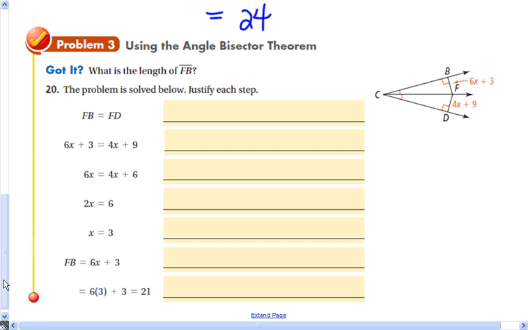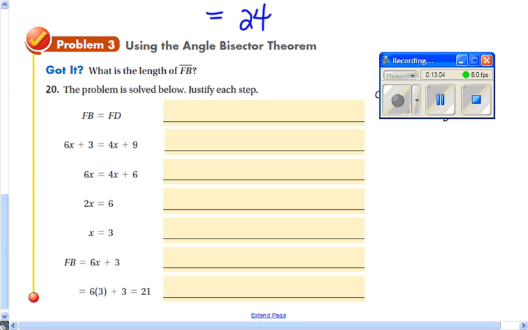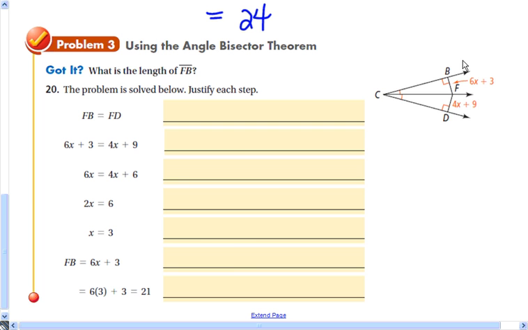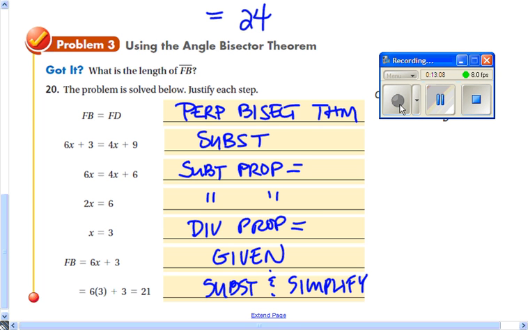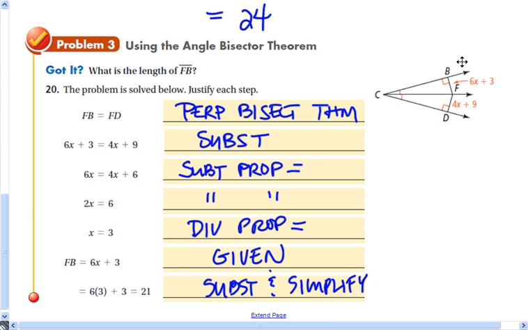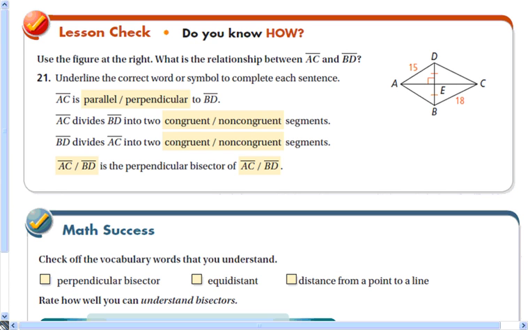All right, go ahead and try these, and then we can check back for the reasons. And there's your answers. And the lesson check. Perpendicular, congruent, non-congruent. So AC is perpendicular bisector BE.